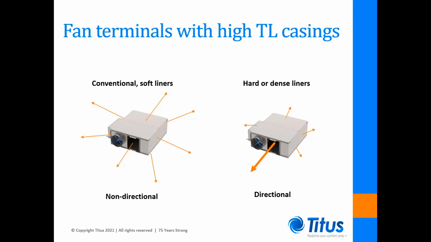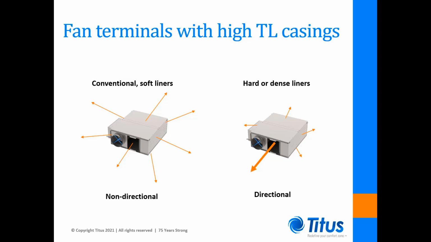These harder facings, like dual wall or foil-faced liners, eliminate internal sound absorption while increasing the transmission loss through the unit casing. While a fan unit with softer linings tends to radiate sound in all directions, a unit with a high transmission loss casing will tend to become much more directional as a sound source, with sound emanating from the induction port. This can result in higher or lower sound levels depending on a number of factors.